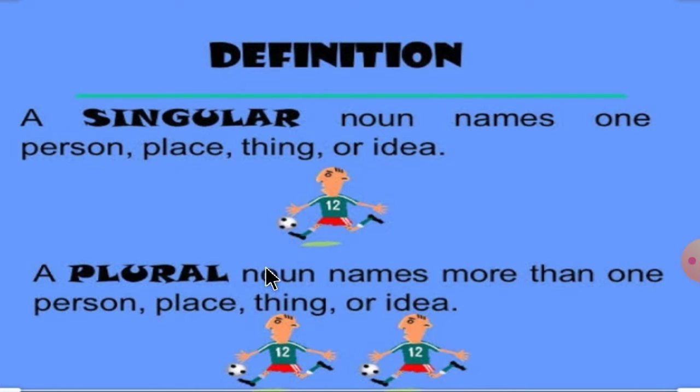One person with one ball. Now let's see what is plural. A plural noun names more than one person, place, thing or idea. Plural means more than one. So in short, what you have to remember? Singular means a single thing, only one thing, and plural means more than one. It can be 2, 3, any number.